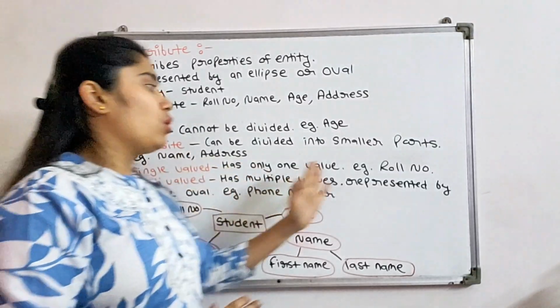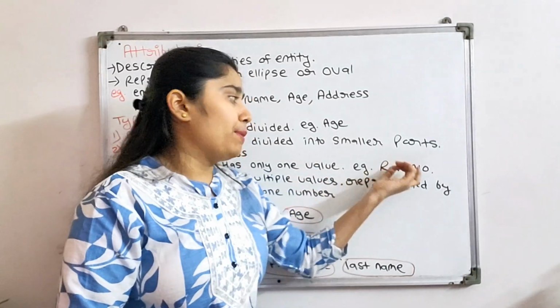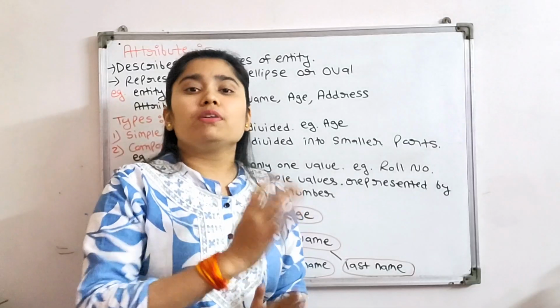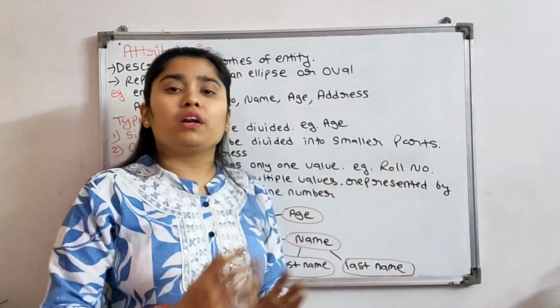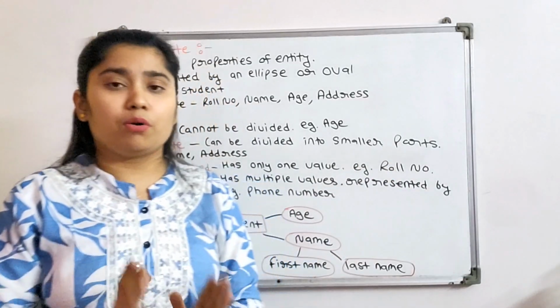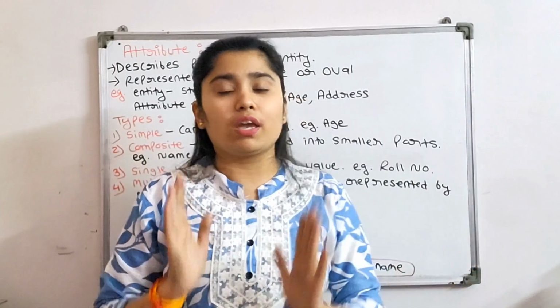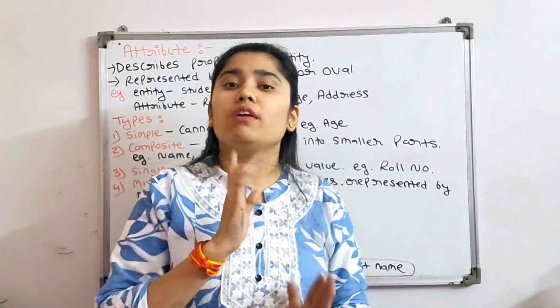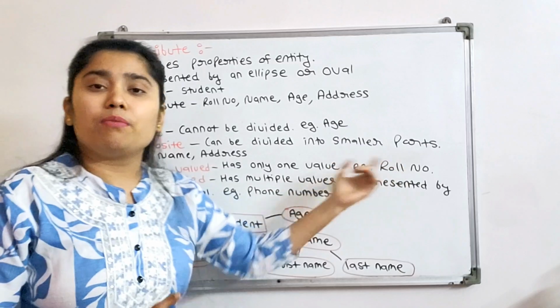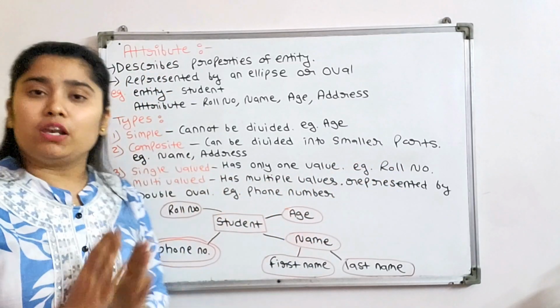That means it has only one value. For example, the roll number. Roll number is a single value, as each student will have a unique roll number. It is not that one student has 2-3 roll numbers. Every student has only one roll number. So therefore roll number comes under a single valued attribute.